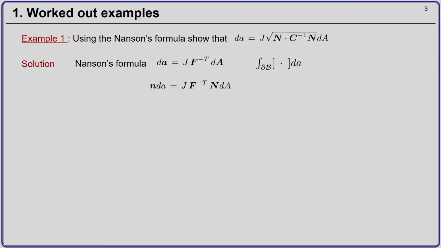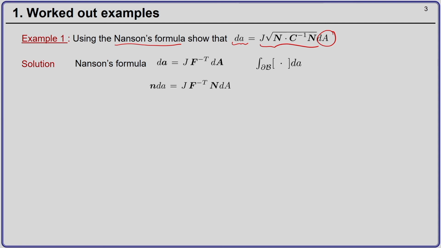So, starting with our first example. Suppose you have been asked to show that the spatial area element dA is given by J under root n dot C inverse n into the material area element d capital A, and it is said you can use Nanson's formula.